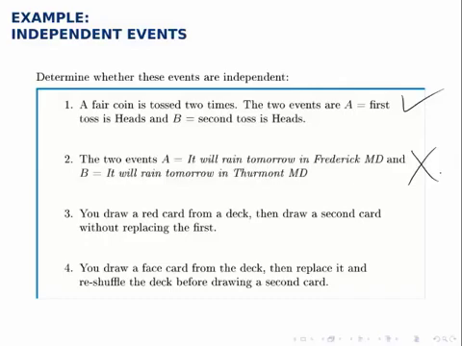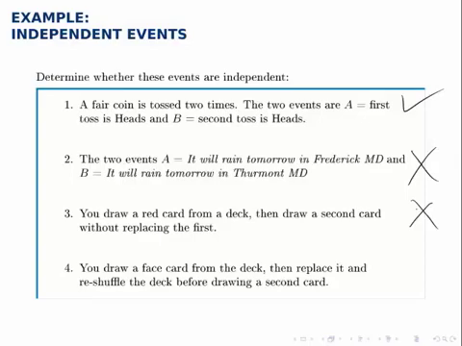The third scenario says you draw a red card from the deck, meaning either a heart or a diamond, and then you draw a second card without replacing the first. Now, if I drew a red card the first time, then the deck looks different than it did before I drew that card. Now there are 51 total cards, and only 25 of them are red. 26 of them are not red, which means that the probabilities for the second draw have changed, meaning these events are not independent. Because I didn't replace the card, the deck looks different, and so all the probabilities have changed.